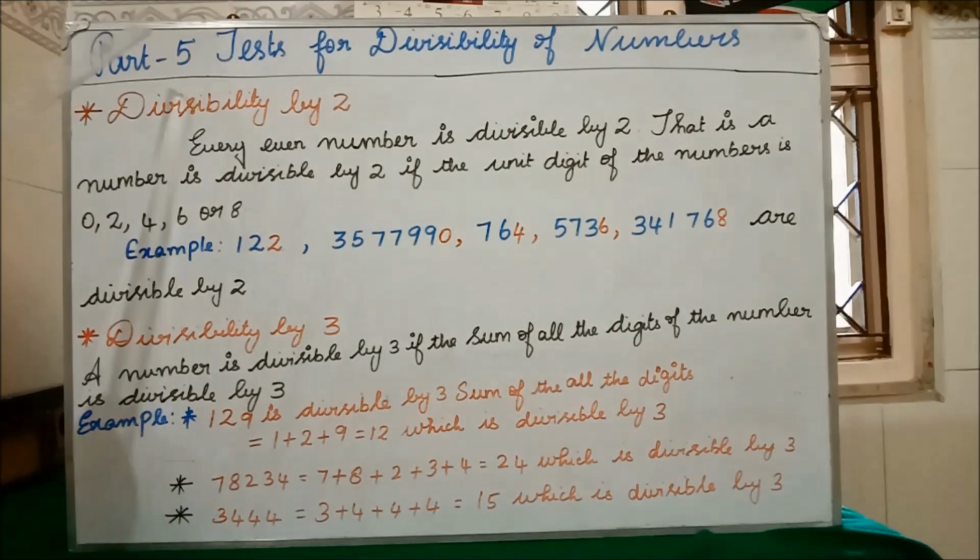Clear children about divisibility by 2 and divisibility by 3? Divisibility by 2 means the unit place should contain 0, 2, 4, 6 or 8. Divisibility by 3 means the sum of the digits should be divisible by 3. Sum of the digits means each digit you have to add. If the final answer comes in the 3 table, that number is divisible by 3, meaning the full number is divisible by 3. Clear all of you? Next we will see the divisibility by 4, 5, 6.